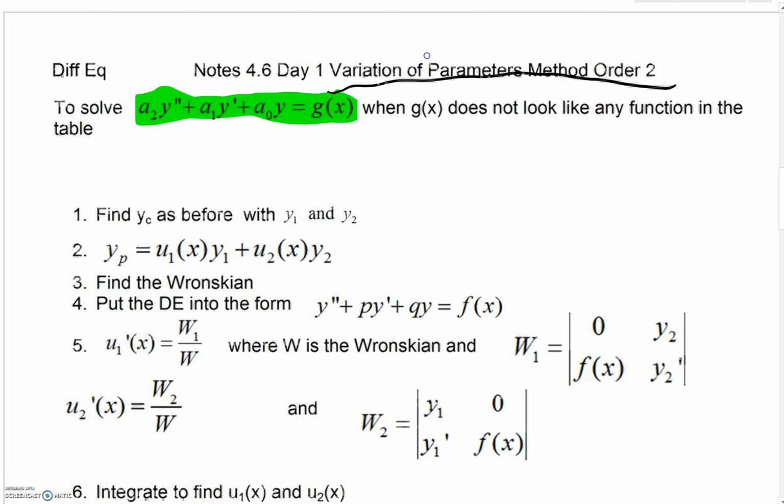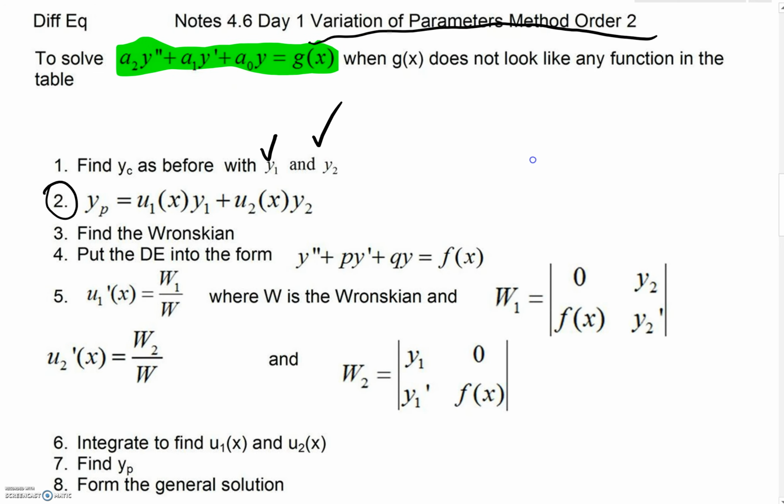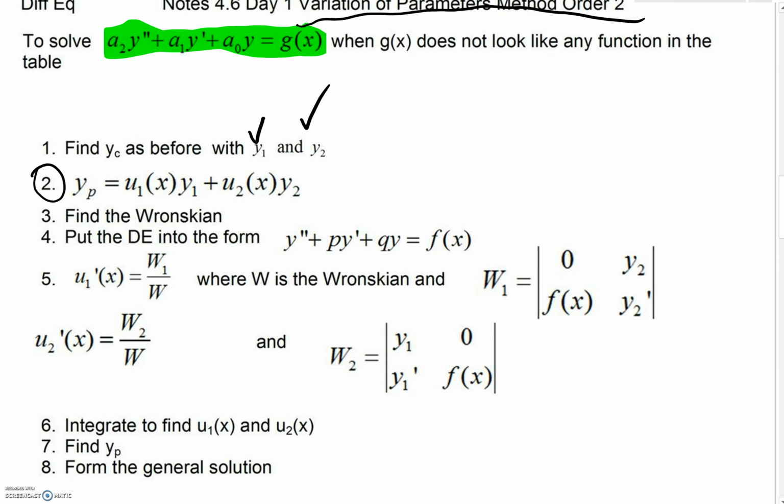Now, once you get those, the big follow-up is to find the particular solution. We don't have a table to help us, so what we do is we're assuming that there's some function of x, u sub 1 times y sub 1, and add that to u sub 2 times y sub 2. And we're assuming that that's the case. And then we go through these guidelines. We're going to follow this little algorithm.